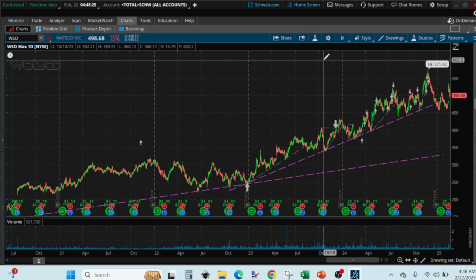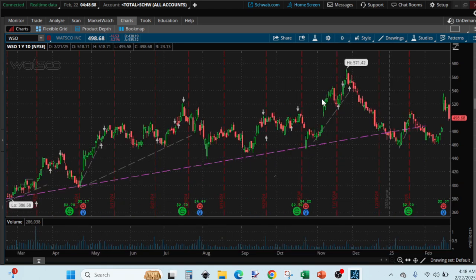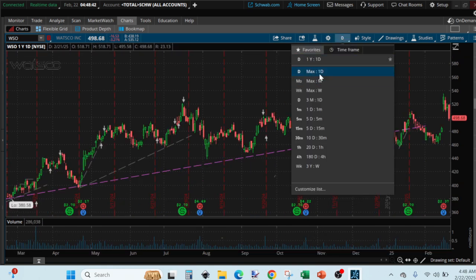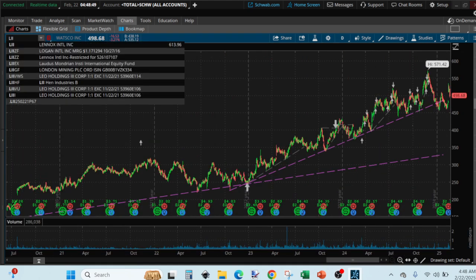So we have two stocks on our list that we like to analyze today, and the first one is LII. As a swing trader, you can use a daily chart to analyze your stocks, and you can use either maximum daily chart or 1 year daily chart. So we are going to use maximum daily chart, and our first stock is LII.